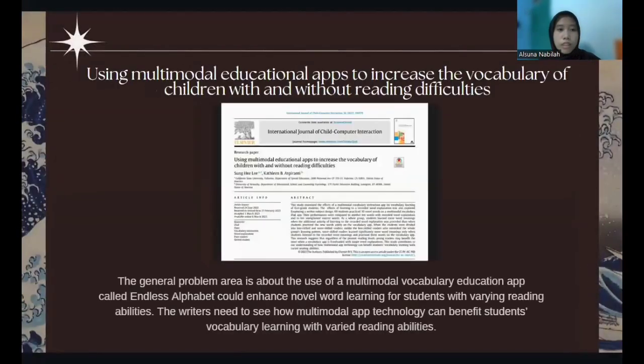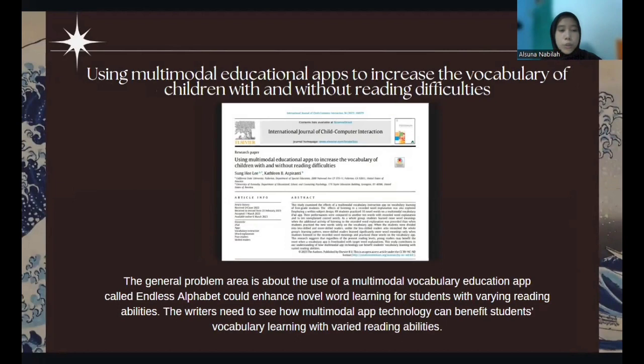Next is an article about using multimodal educational apps to increase the vocabulary of children with and without reading difficulties. This article was written by Sung Healy and Kathleen Aspiranti in 2022. The general problem is whether the multimodal vocabulary education app called Endless Alphabet will enhance novel word learning for students of varying reading ability. The writer needs to see how multimodal app technology can benefit student vocabulary learning with varied reading abilities.